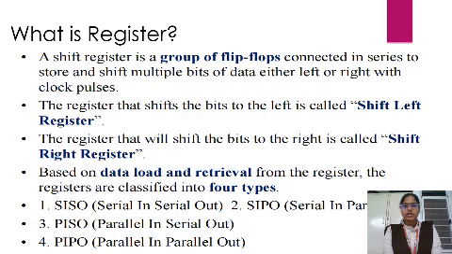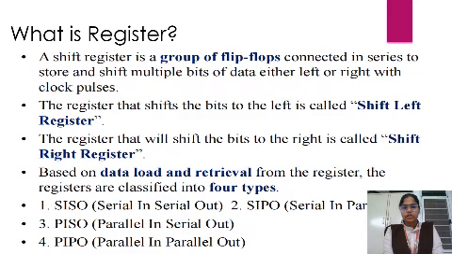Let us know what is a shift register. A shift register is a group of flip-flops connected in series to store and shift multiple bits of data either left or right with clock pulses. The register that shifts the bits to the left is called a shift left register. The register that shifts the bits to the right is called a shift right register.